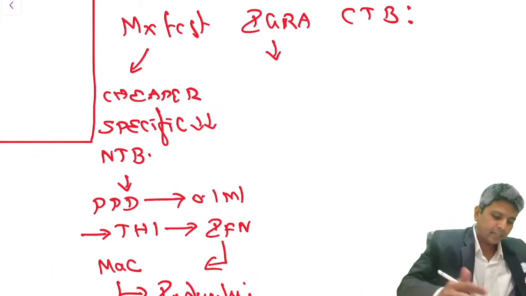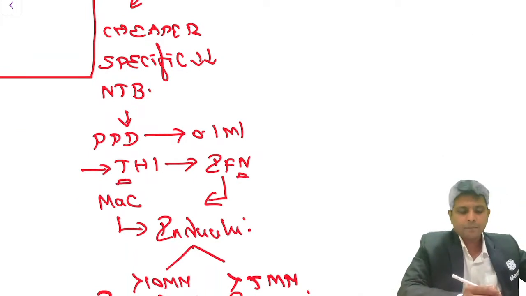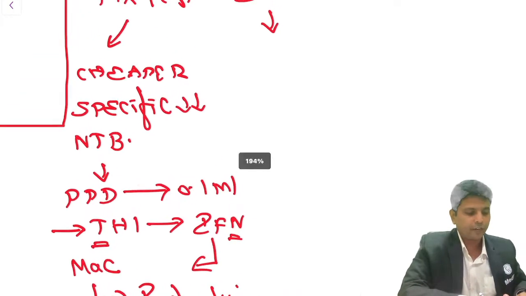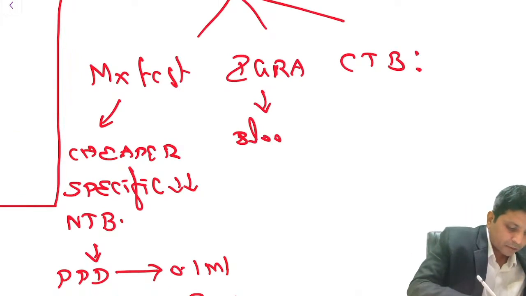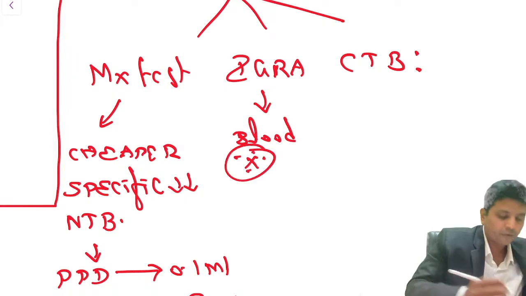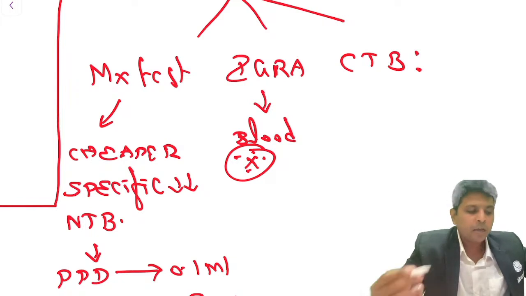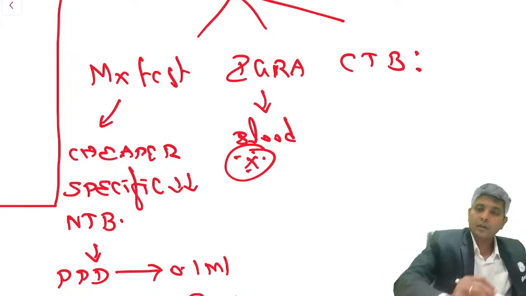Second one is IGRA. What is IGRA? Look here, the Th1 is going to produce interferon gamma. This interferon gamma is assessed or assayed by some test. This is called interferon gamma assay. This is the only test which uses blood. Important MCQ that was asked 4 years back: which test will utilize blood? No other test will involve blood as a sample. The only test which involves blood as a sample is IGRA, interferon gamma release assay.